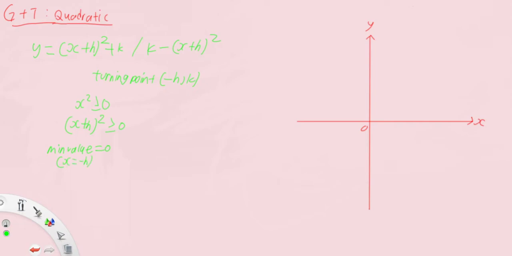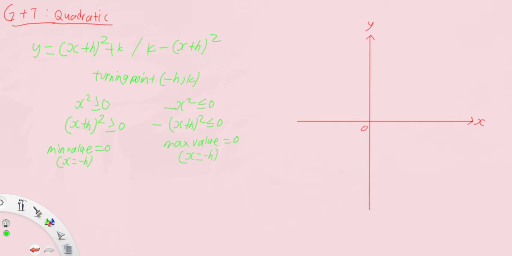Now we look at the other case, minus x squared. Because x squared is bigger than or equal to 0, minus x squared would be less than or equal to 0. By extension, minus (x plus h) squared is less than or equal to 0. That means it is no longer a minimum value, it's now the maximum value, because every other number is less than 0. So the maximum value is 0, and it again occurs at x equals minus h.